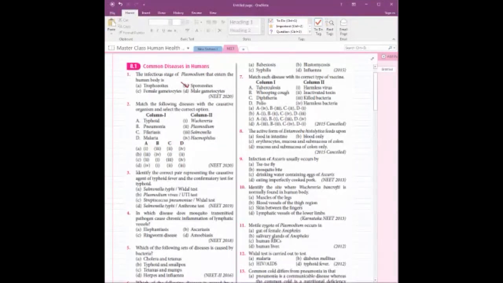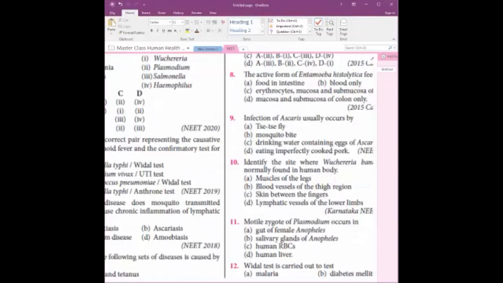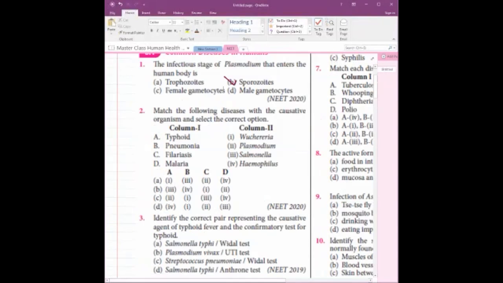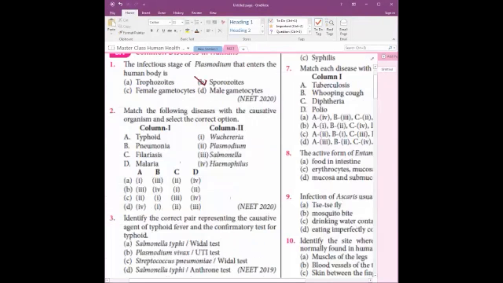Okay. Match the following diseases with the causative organisms and select the correct option. So guys, A, typhoid. Typhoid is going to go with what? We're going to do individual ones, guys. Typhoid out over here. Just tell me 1, 2, 3, 4. Okay, Mukta, just give it a little while. I can just zoom in on this a little bit more.